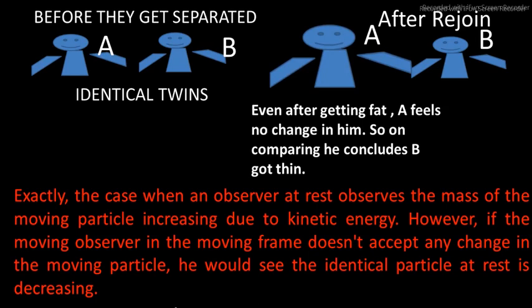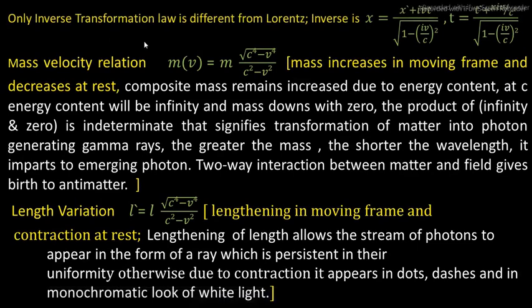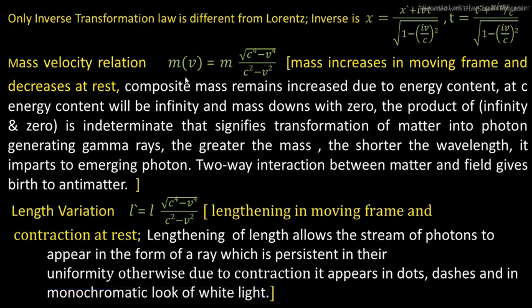Exactly, the case when an observer at rest observes the mass of the moving particle increasing due to kinetic energy. However, if the moving observer in the moving frame doesn't accept any change in the moving particle, he would see the identical particle at rest is decreasing. Transformation is different from Lorentz, so here we take inverse transformation law: x equals x prime plus iota vt, upon under root 1 minus square of iota v by c, t equals t prime plus x iota v by c square, upon under root 1 minus iv by c square.